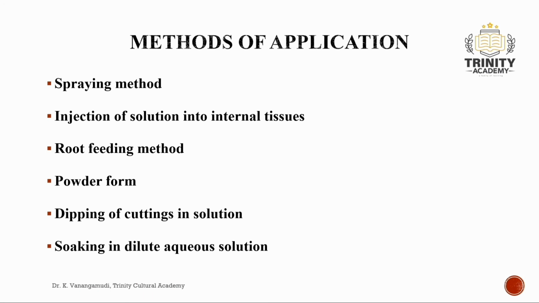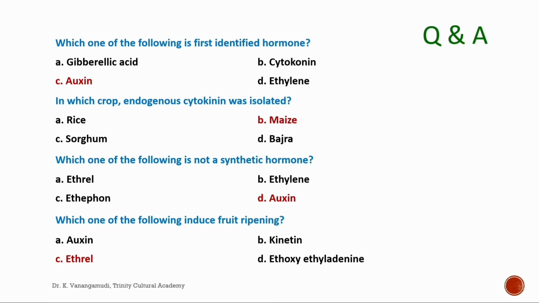The possible questions and answers are: which one of the following is the first identified hormone? Answer is auxin. In which crop endogenous cytokinin was isolated? The answer is maize. Which one of the following is not a synthetic hormone? The answer is auxin. Which one of the following induces fruit ripening? The answer is ethylene.